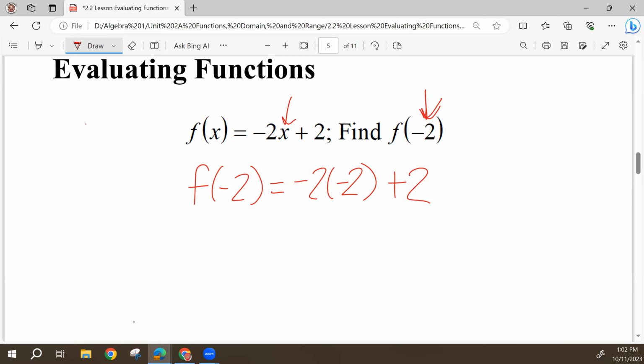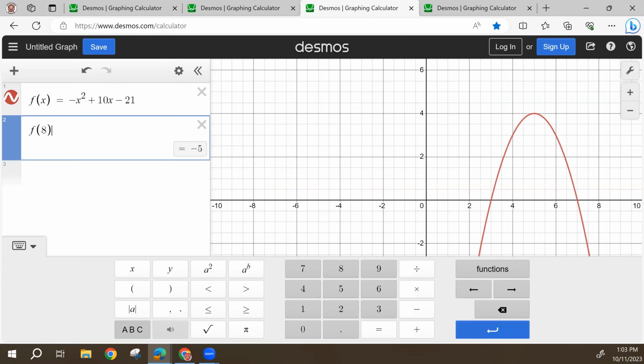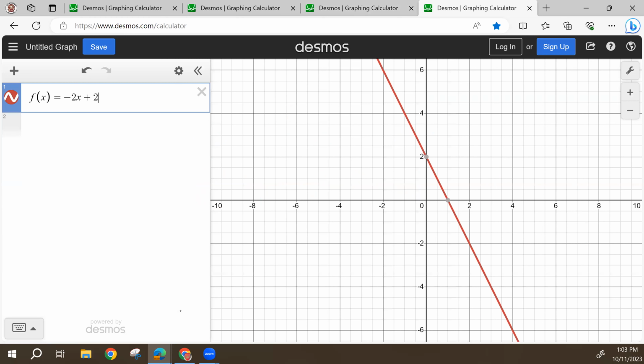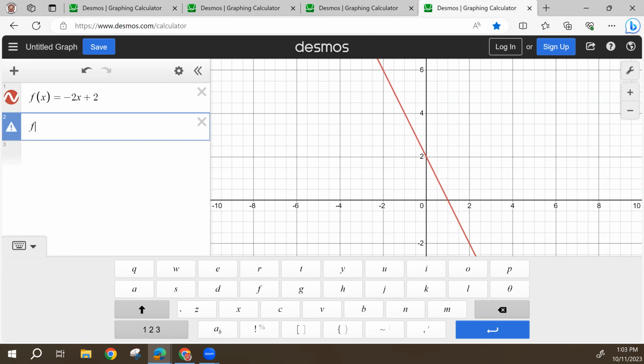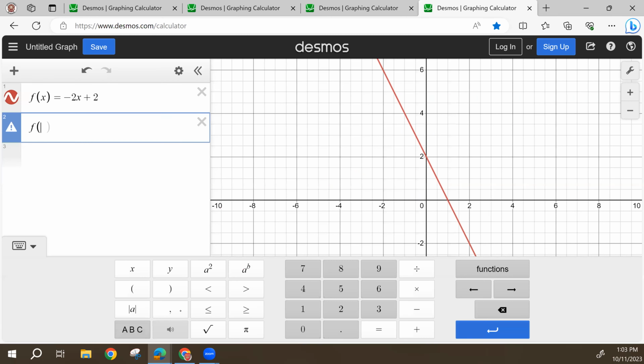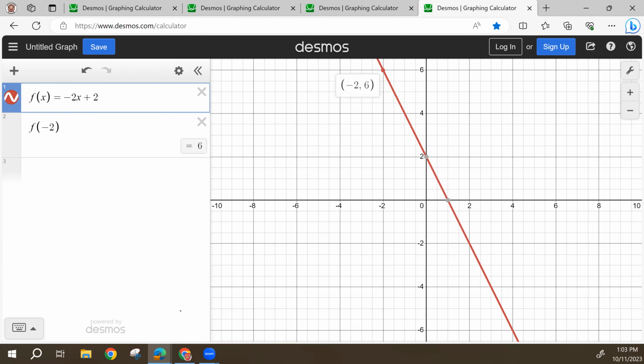And again, we could do this in the calculator: type this function in exactly the way you see it, and then ask the calculator, what is the value when x is -2? And again, I've set this up for myself. If you need help, let me know. I'm plugging in -2 and I'm getting 6. So we have a point on this function, on this line, that has an x value of -2. That's the value we plugged into the function. And the output is 6. So we have a point right here.